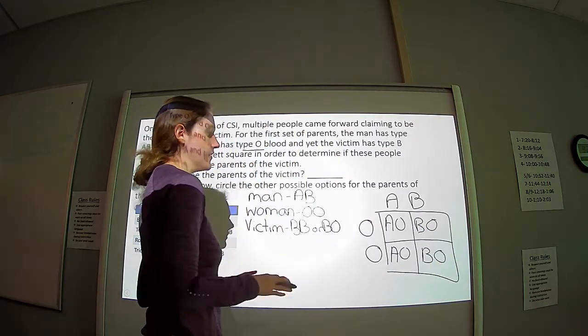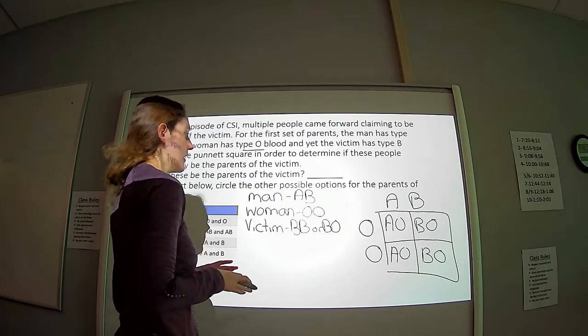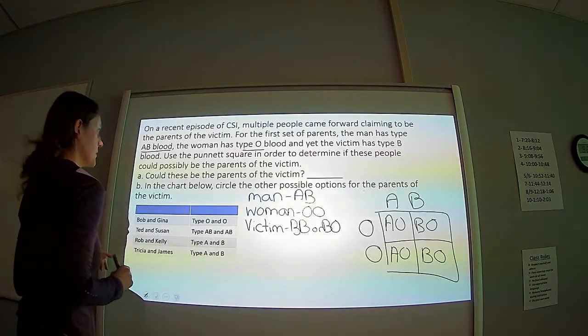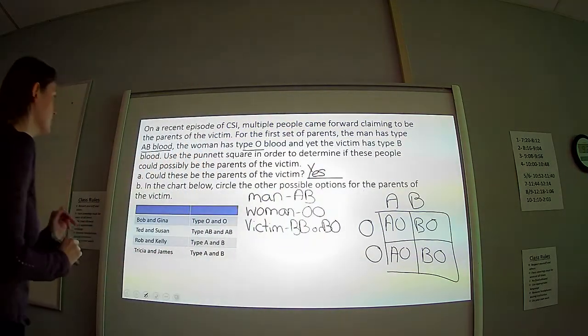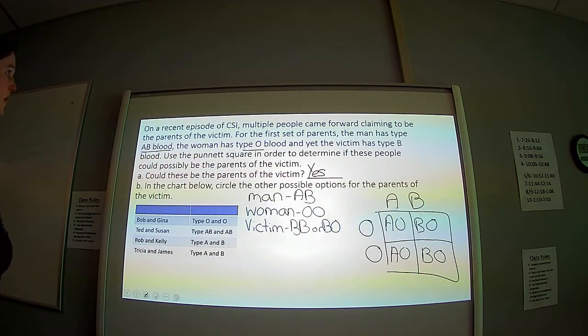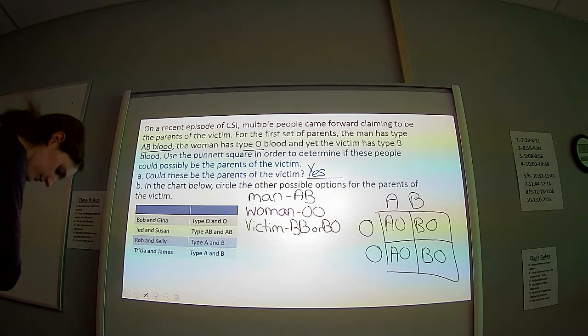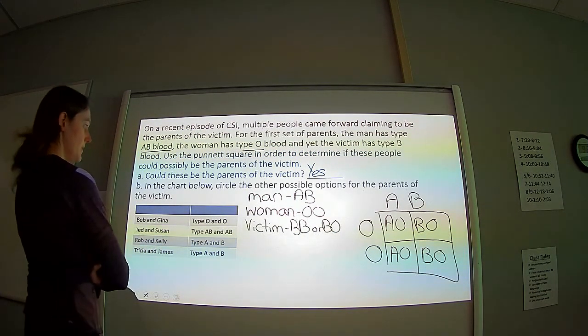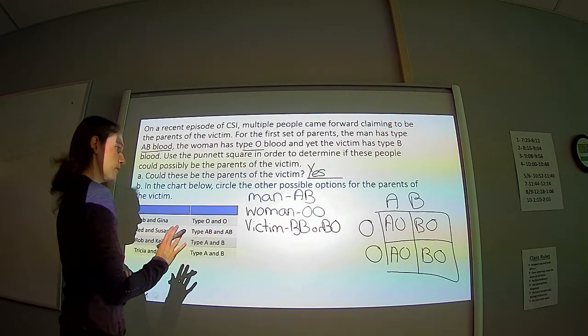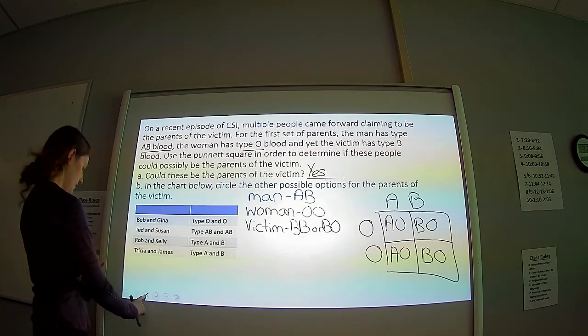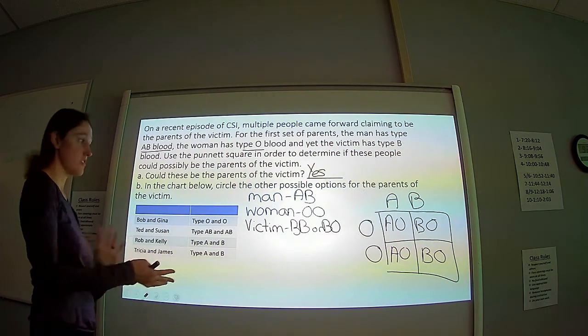So looking at this, there's a 50% chance that they would have had a child who had BO blood. So could these be the parents of the victim? Yes, they absolutely could. In the chart below, circle the other possible options for the parents of the victim. So you have to have a kid who has type B blood. So you could go through and you could do Punnett squares for all these if you don't know. And it'll be easier for me to just show you that way.